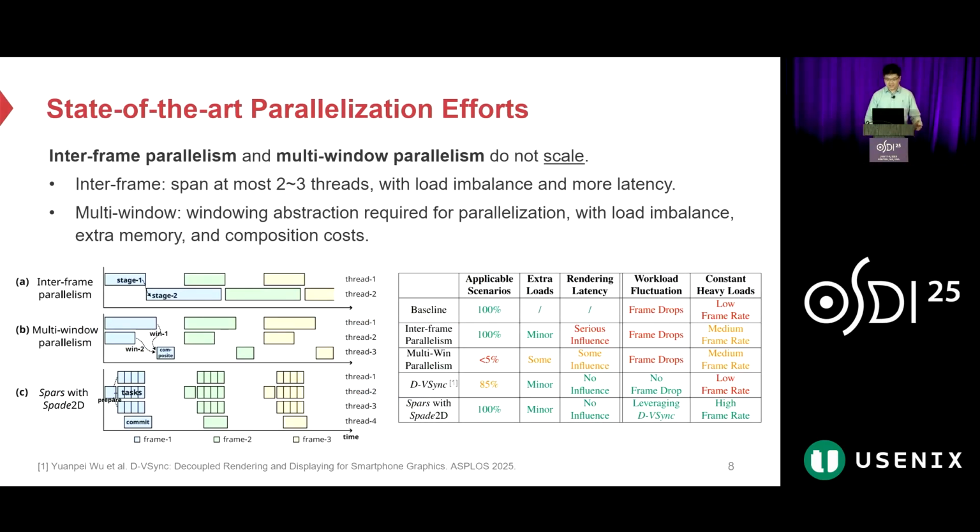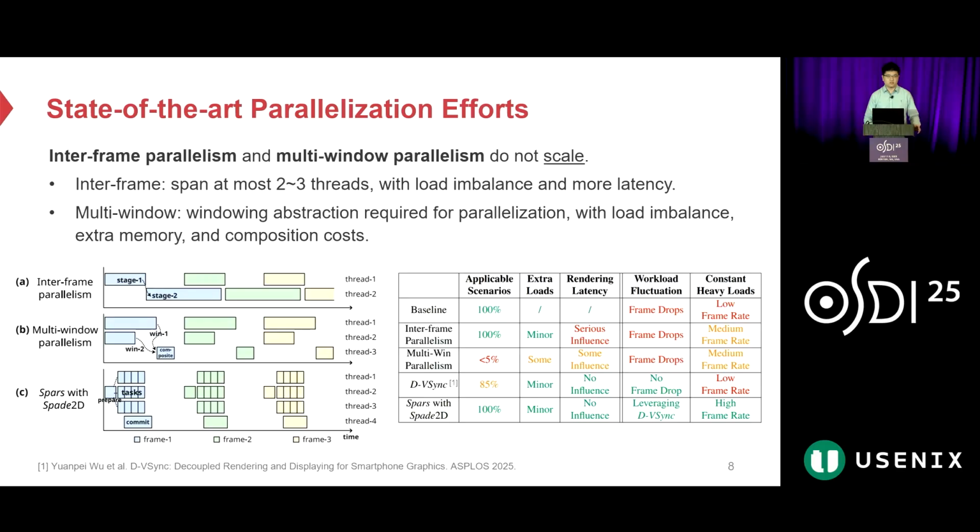There have been some prior efforts at parallelization, such as interframe parallelism, where different stages of consecutive frames are pipelined across a few threads, and multi-window parallelism, where different windows are rendered in different threads for later window composition. However, these coarse-grained methods do not scale. Interframe parallelism can span at most 2 to 3 threads with load imbalance and introduces more latency, while multi-window parallelism has applicability limitations, as usually a main app with a single window occupies the entire workload. It also has extra memory and composition costs.